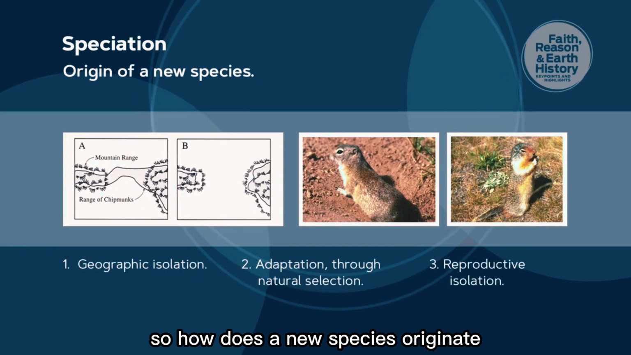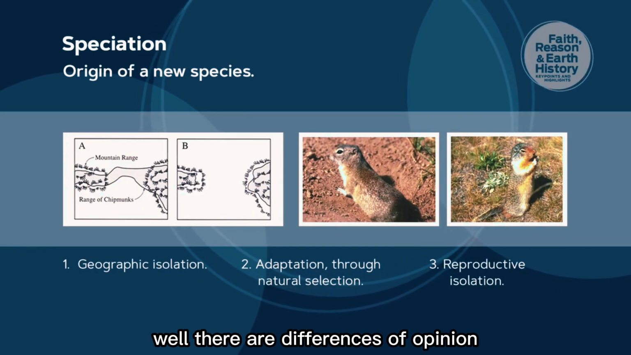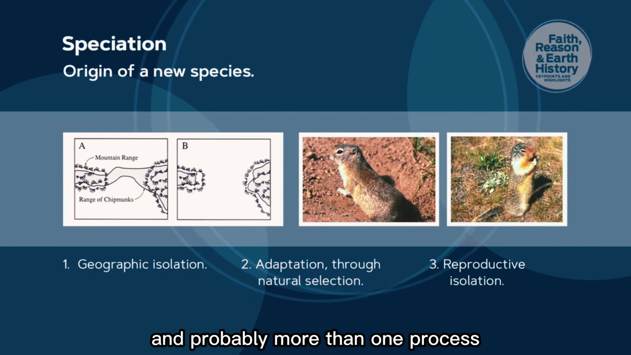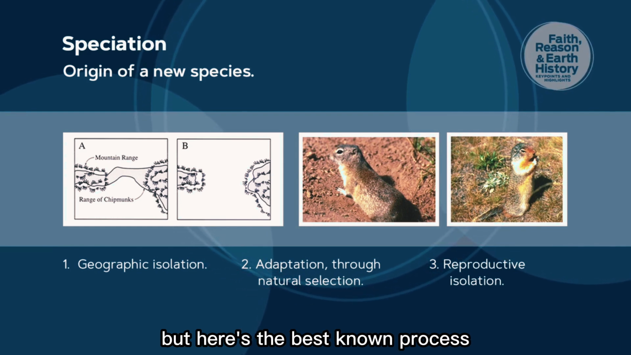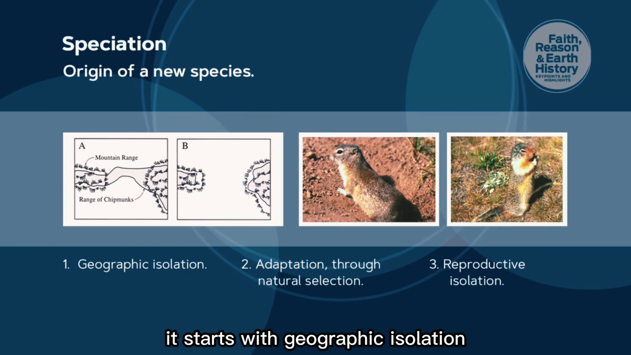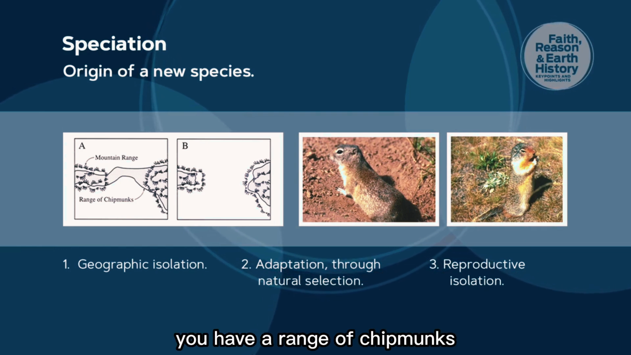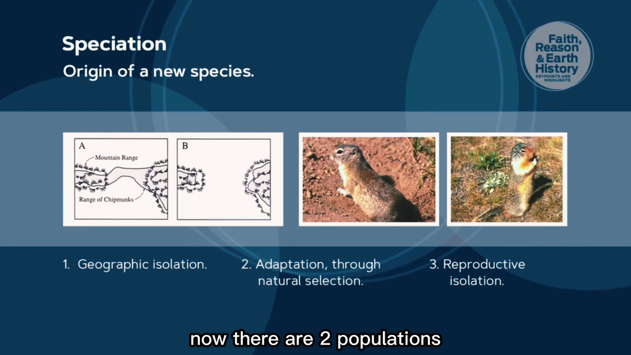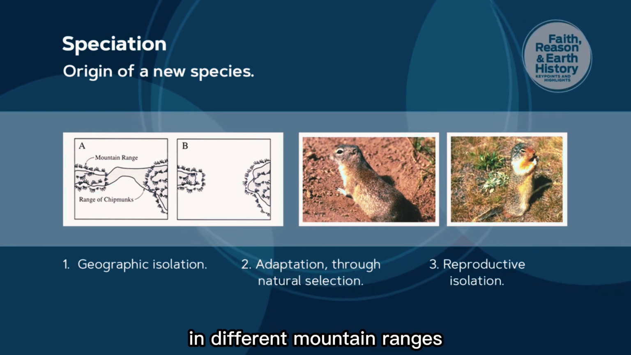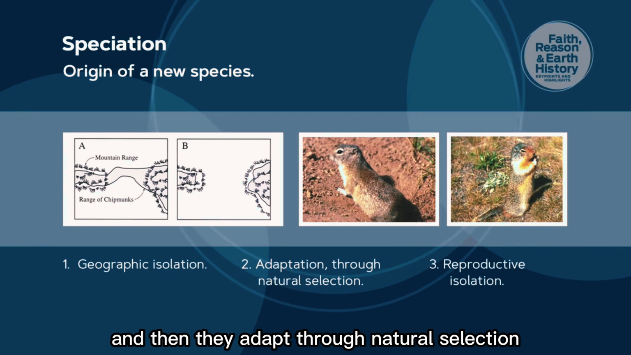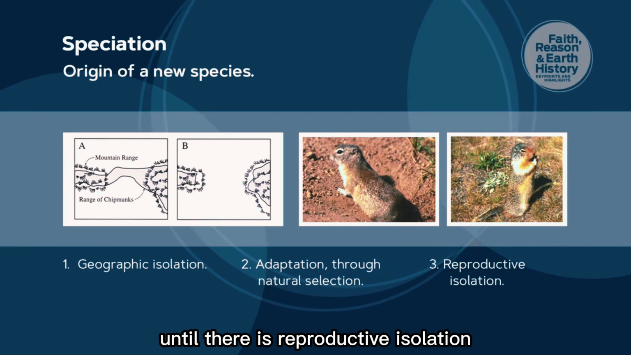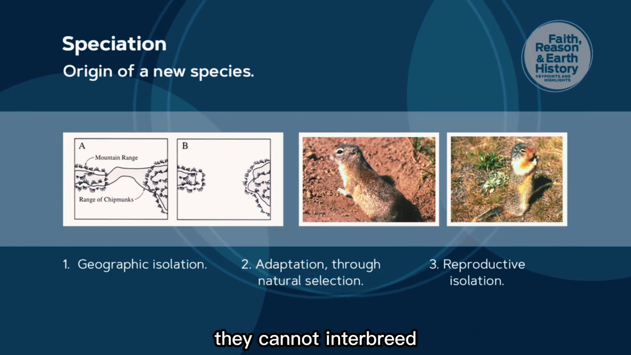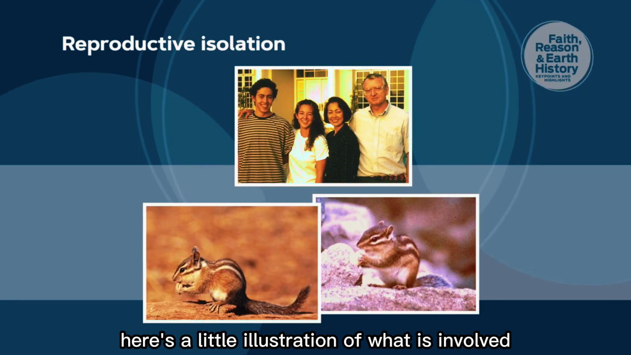So how does a new species originate? Well, there are differences of opinion and probably more than one process, but here's the best known process. It starts with geographic isolation. So in this map, you have a range of chipmunks that gets divided, maybe by a desert. Now there are 2 populations in different mountain ranges, and then they adapt through natural selection until there is reproductive isolation. They cannot interbreed. Here's a little illustration of what is involved.